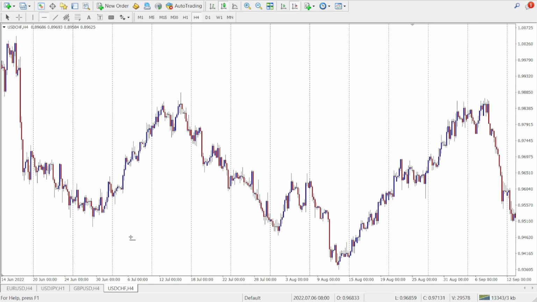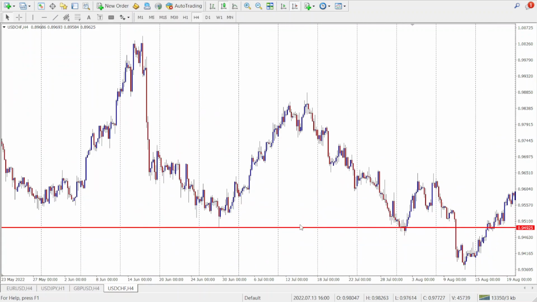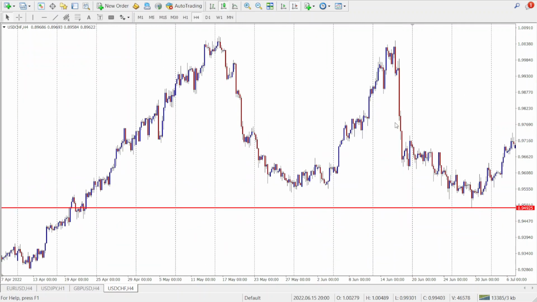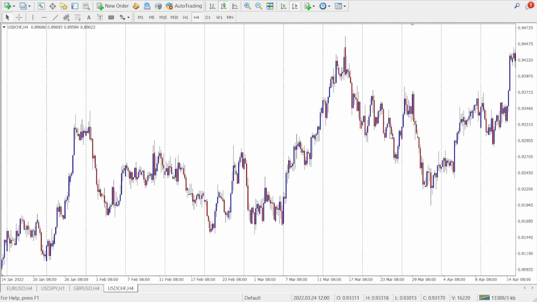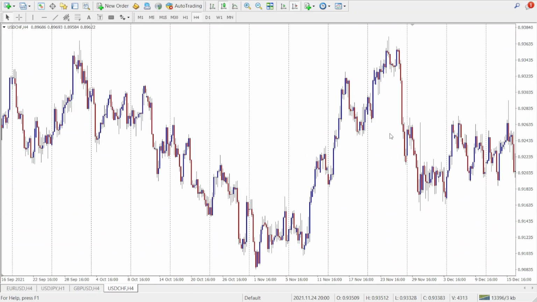Okay, so we can see what happened here. You can see that we had a support zone around here, and then we had a breakout to the downside, but this breakout was very short-lived. Shortly afterwards, we can see that the price reversed back in the opposite direction and we had a significant uptrend. Now let's look at another example where the reversal was so swift.